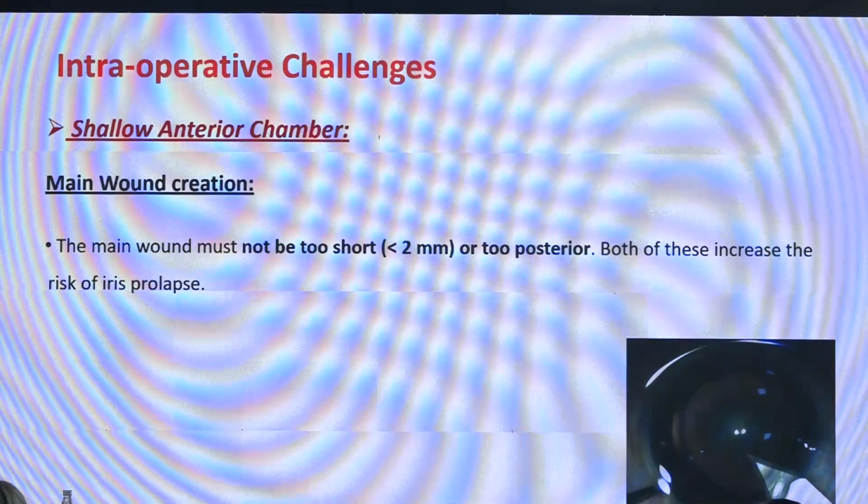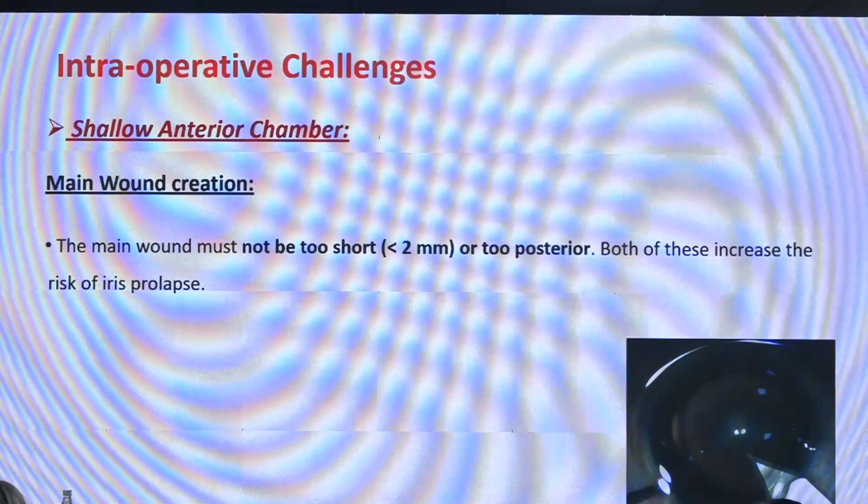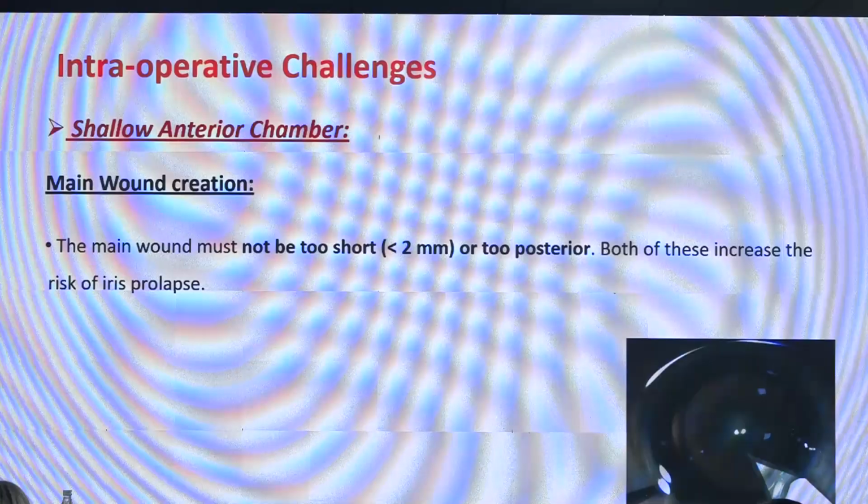Coming to main wound creation, the main wound must not be too short or too posterior. Aim for a 2 millimeter wound, a triplanar wound. Both these things, a too short wound or a too posterior wound, will increase the risk of iris prolapse. So aim for a 2 millimeter triplanar or biplanar wound.